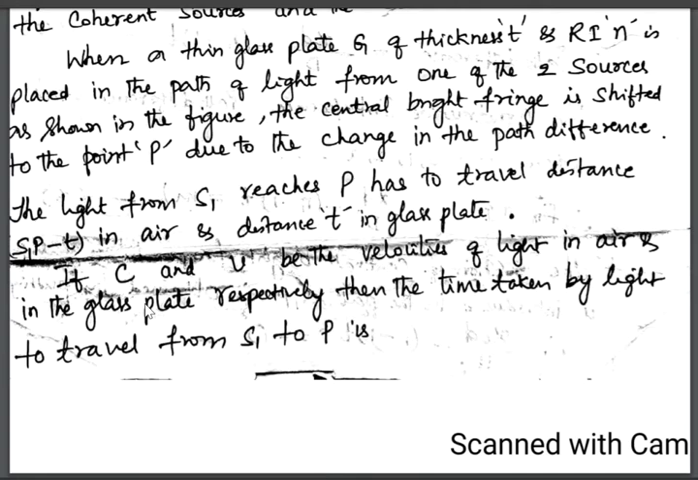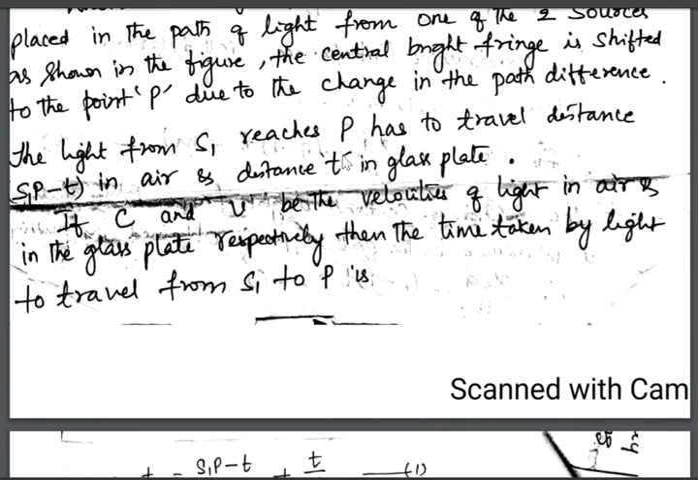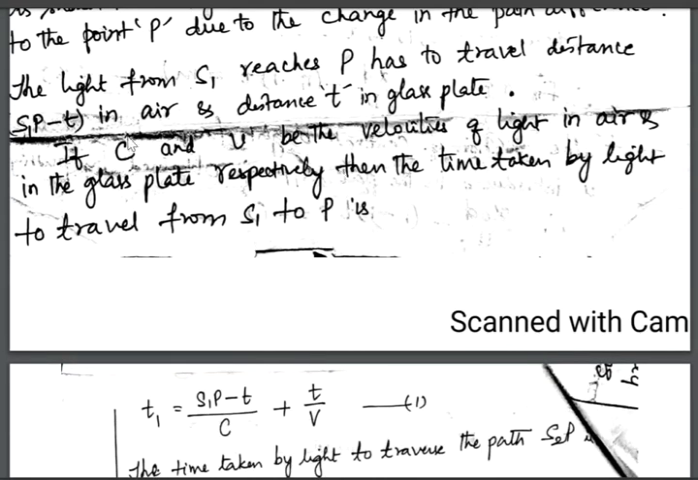When a thin glass plate, capital G, of thickness t and refractive index n is placed in the path of the light from one of the two sources as shown in the previous figure, the central bright fringe is shifted to the point P due to the change in the path difference. The light from S1 reaching point P has to travel a distance S1P minus t in air and distance t in the glass plate, that is, the thin film.